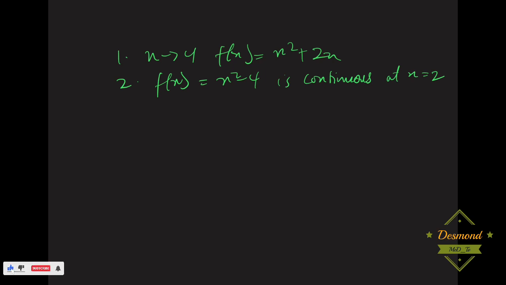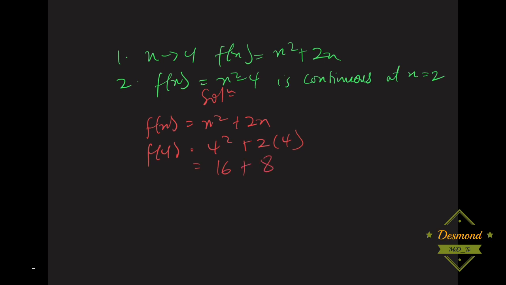So let's go over this solution. First of all, we have to find the limit as x approaches 4 for the function f of x equal to x squared plus 2x. So we substitute x equal to 4 into the function. So we have f of 4 equal to 4 squared plus 2 multiplying 4. So we have 16 plus 8, and we have 24.